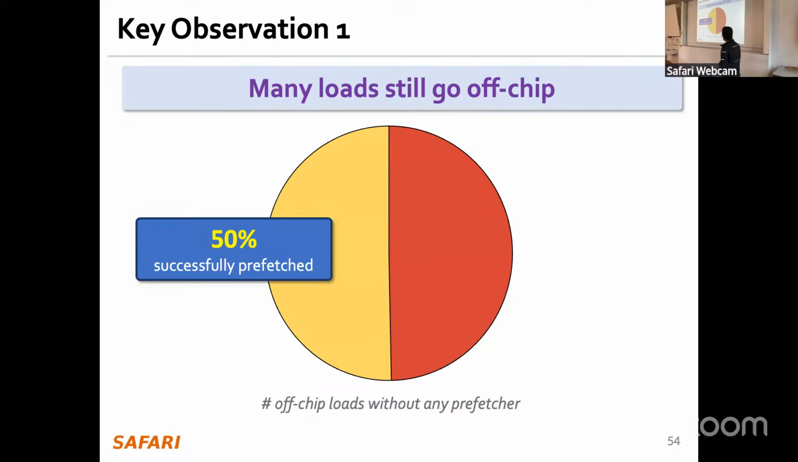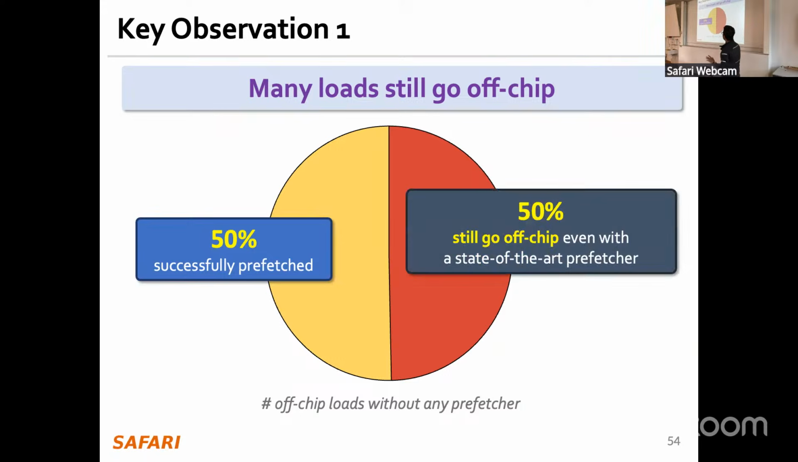out of the entirety of the pie chart here, that pie chart represents all the load requests that would go to DRAM if you don't have a prefetcher. If you enable the prefetcher, half of them are gone. So that's your prefetcher's coverage. Half of them are perfectly predicted and have been brought to cache. But the remaining half still goes to the DRAM, and they are the ones causing the performance problem.